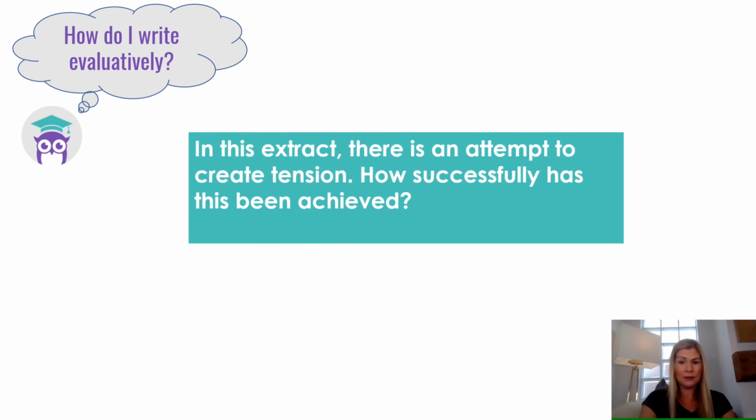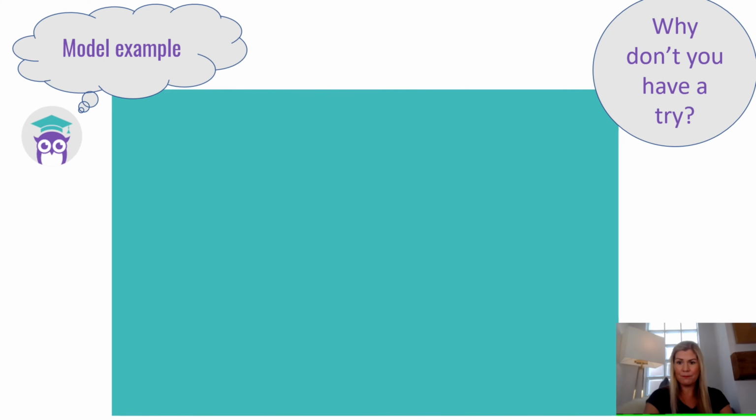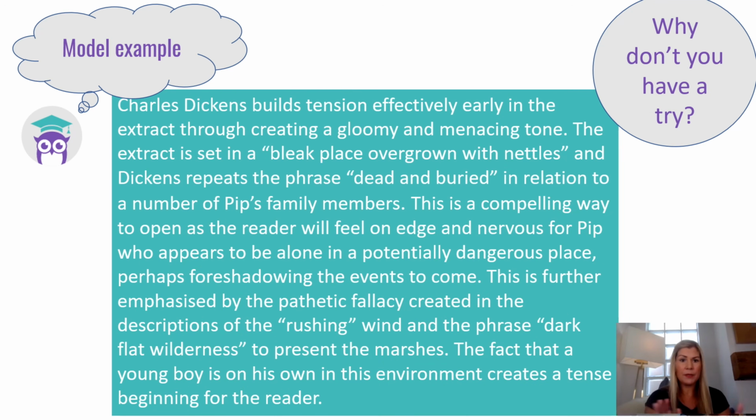Now we're going to have a little look at a very quick model paragraph. Okay. Here we go. Charles Dickens builds tension effectively early in the extract through creating a gloomy and menacing tone. So notice, here is my Pecks word, but I've also been specific. It's linked to Spite, but gloomy and menacing. I'm not just saying he builds tension through tone or through setting. I'm being very specific as to what type of tone, what type of setting.